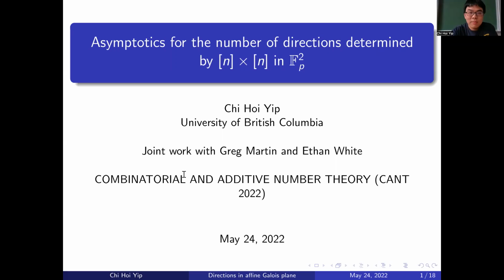So I will talk about the asymptotics for the number of directions determined by an n by n grid in FP square. We will use the notation bracket n to denote the set of the first n positive integers. This is joint work with Graham Martin and also Ethan White, the next speaker of this conference.